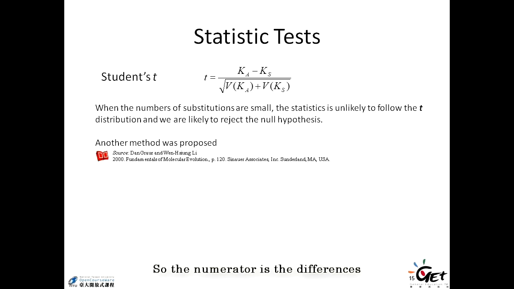The numerator is the difference between the two ratios, and the denominator is the sum of the variances, and take the square root. So that's the Student's t-test. The test statistic will give you the p-value for you to say whether it is significantly different from the expectation, from the null hypothesis.